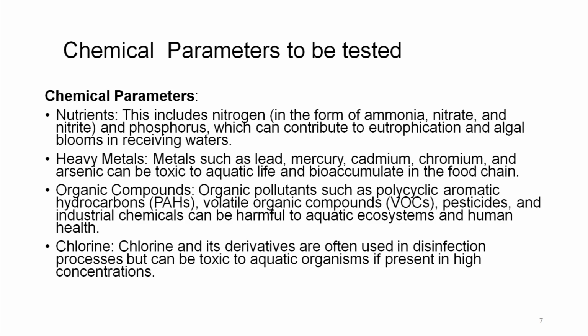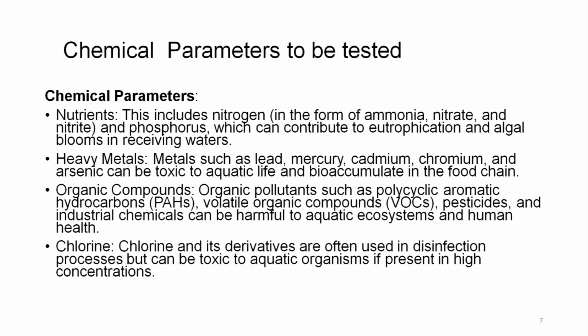Then comes the analysis of chemical parameters that need to be tested. Among the chemical parameters, nutrients include nitrogen in the form of ammonia, nitrate or nitrite, and phosphorus, which can contribute to eutrophication and algal blooms in receiving waters. So, they need to be tested.